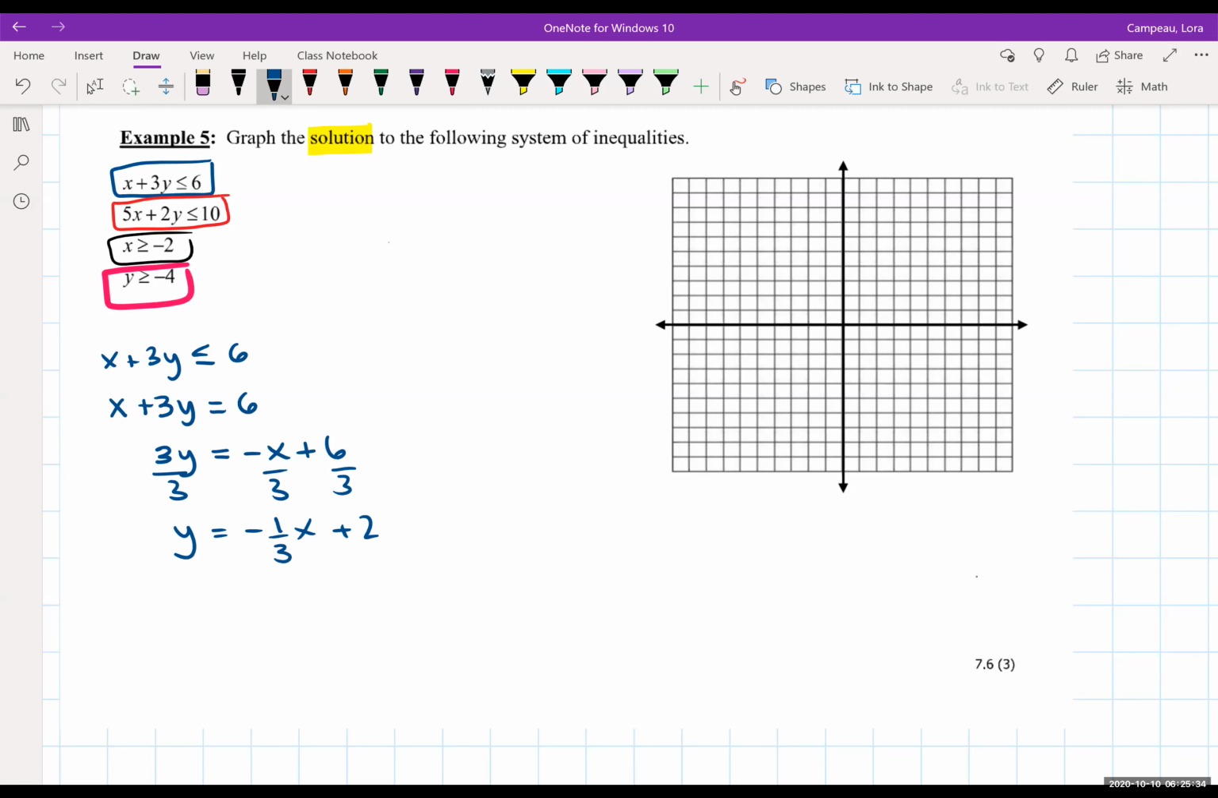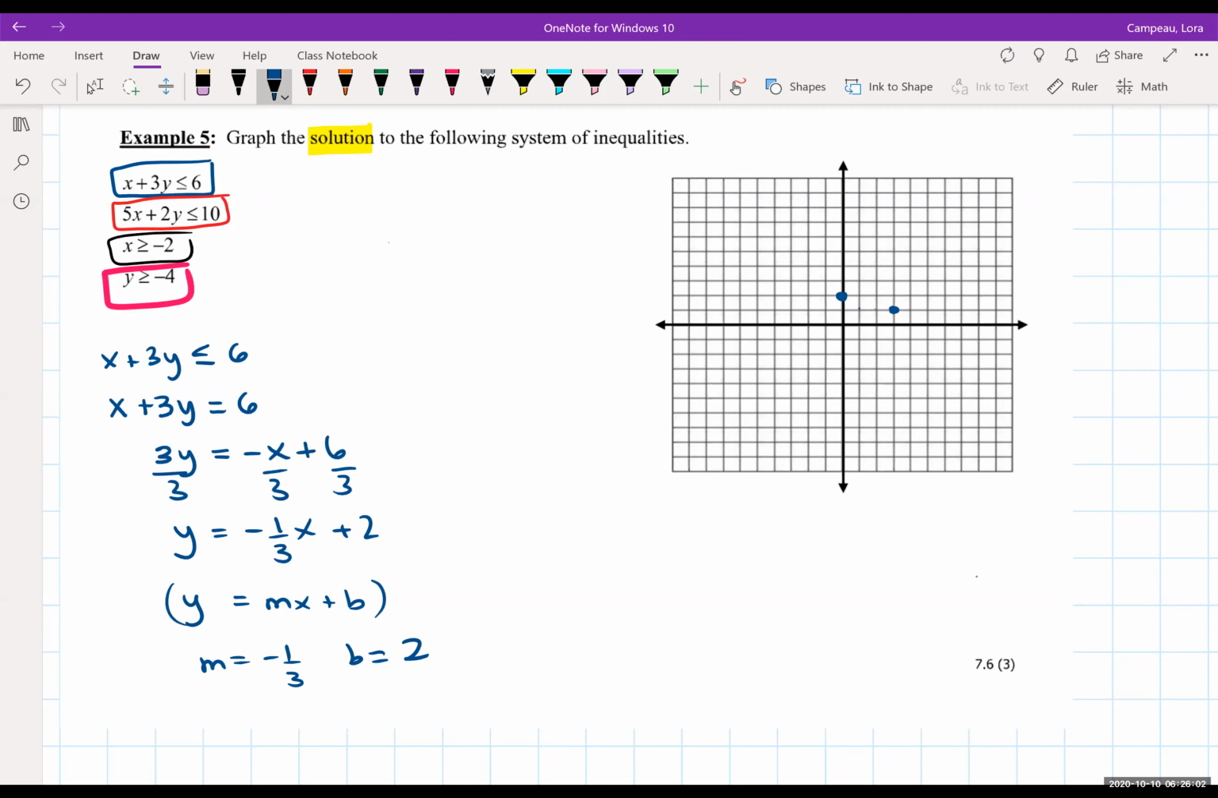I like my lines in slope-intercept form, it's a little faster for me to graph. Remember, y equals mx plus b. So this tells us that the slope is negative 1/3 and the y-intercept is at 0, 2. If I'm going to graph it, I'll start at 2 and use the slope to get to the next point on the line. So that tells me to go down 1, right 3.